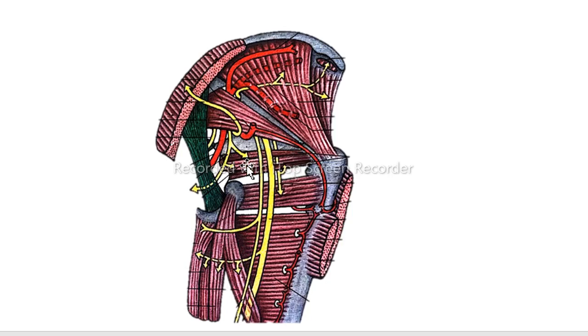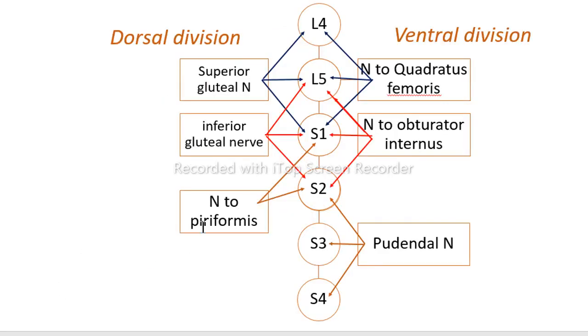Then the nerve to obturator internus, nerve to quadratus femoris, sciatic nerve, and pudendal nerve. So these are the nerves of the gluteal region.